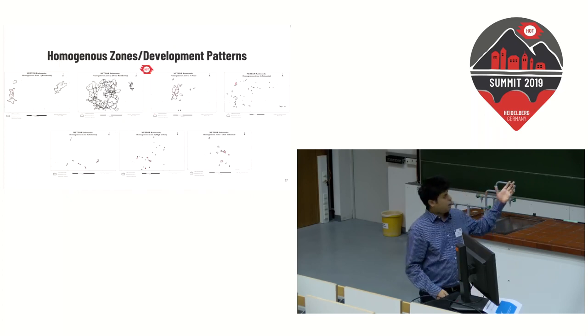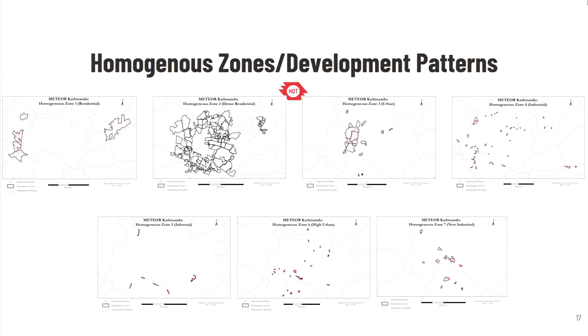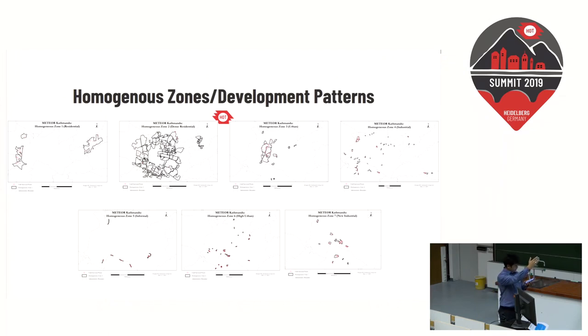Before that, our partners at ImageCat divided the area that we were surveying into seven parts based on development patterns. It's also called homogeneous zones. So they looked at the satellite imagery and guessed that because these buildings look similar, they must be of a certain type. So there were seven different types: residential, dense residential, urban, industrial, informal, high urban, and new industrial. There was an eighth type when they looked at it. It was rural, so we excluded that. So this is all just urban development patterns.